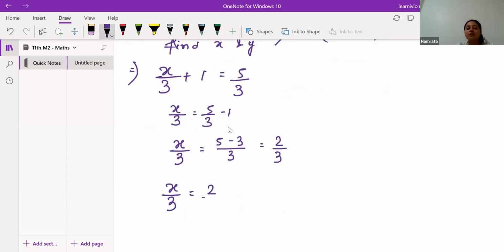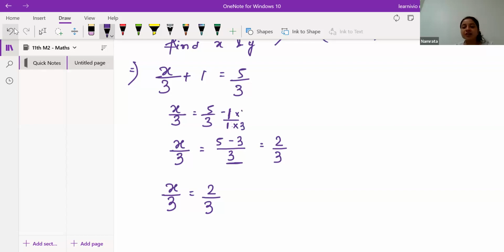Ma'am, what about the minus 1? This was having denominator as 1, right? And the LCM of 3 and 1 we got as 3. Now the first one is already 3. That's why we have not changed the numerator and have written it as it is. Next one is 1, so we have to multiply by 3 over here, and here also 3 got multiplied.